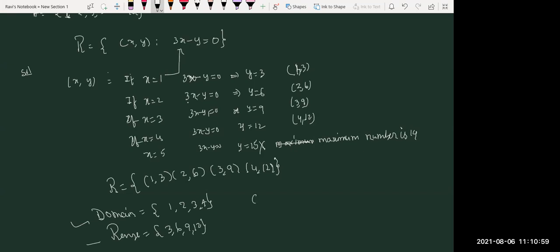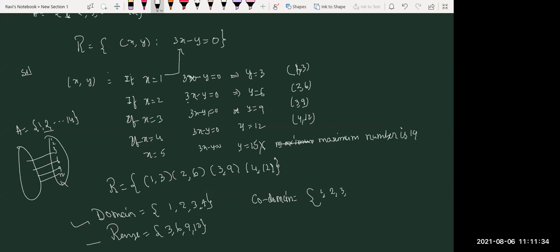If they ask us to find the codomain, what's the meaning of codomain? It is given in the set. What's the set they've given here? A equals 1 to 14. See, among these numbers 1 to 14, we have taken only some numbers: 3, 6, 9, and 12, right? But the remaining numbers are also there, though they are not in our relation. So the codomain means all the numbers which are there in the A set. I'll repeat again.